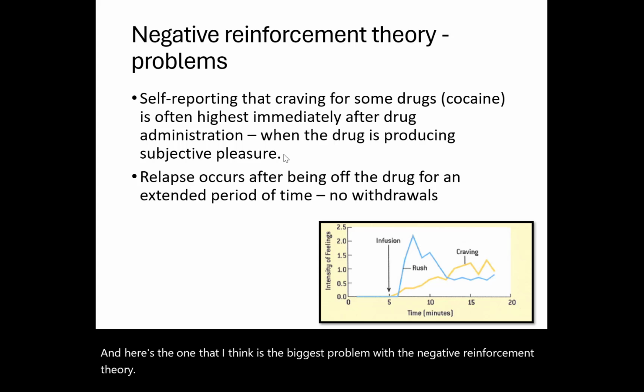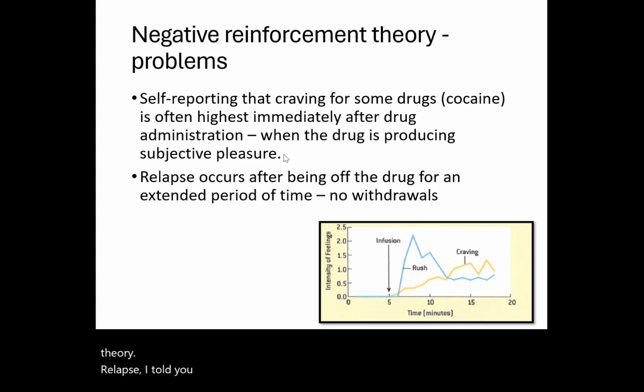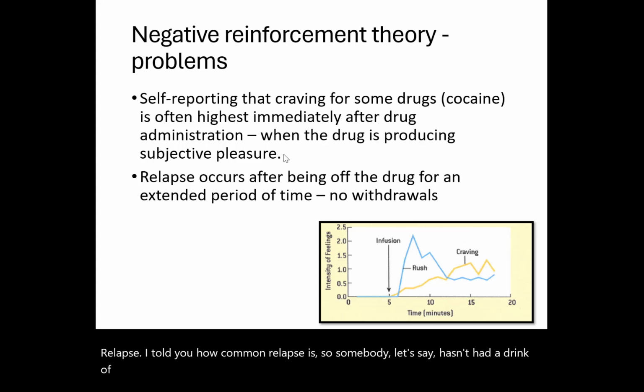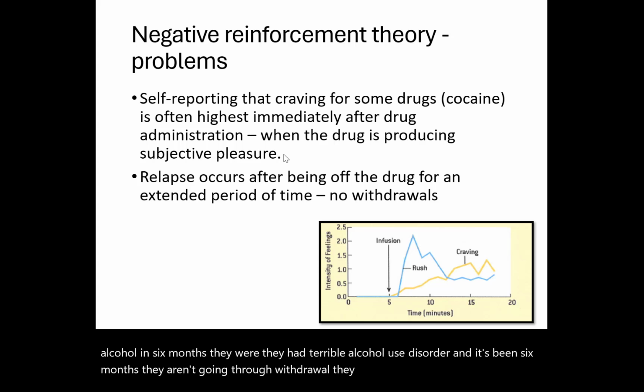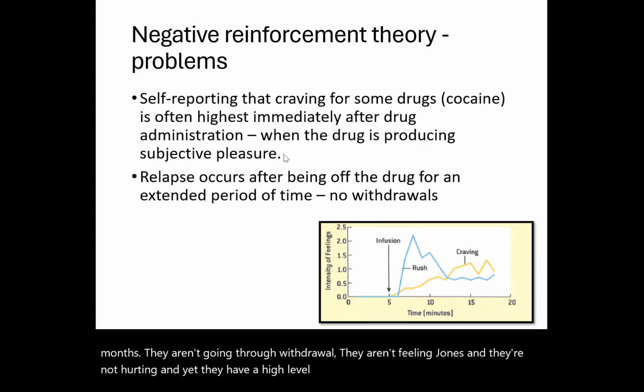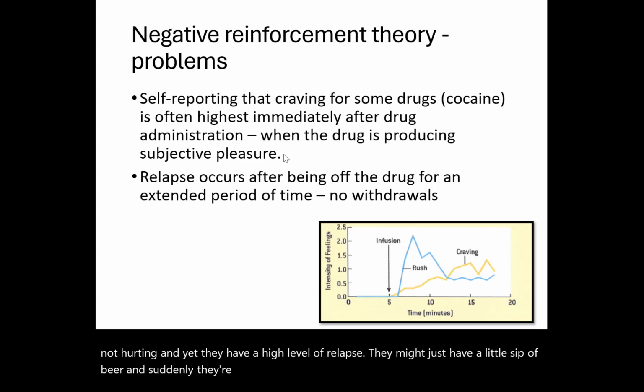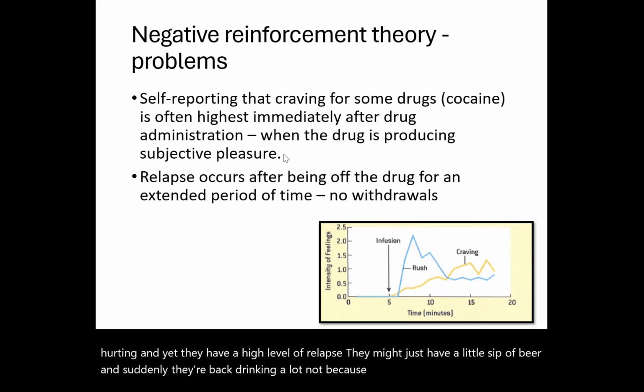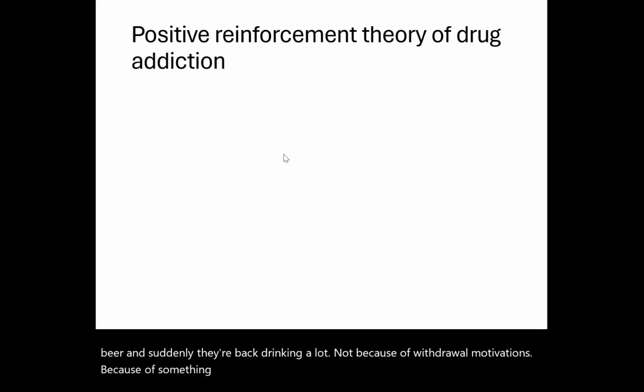Relapse. I told you how common relapse is. So somebody, let's say, hasn't had a drink of alcohol in 6 months. They had terrible alcohol use disorder, and it's been 6 months. They aren't going through withdrawal. They aren't feeling Jones, and they're not hurting, and yet they have a high level of relapse. They might just have a little sip of beer, and suddenly they're back drinking a lot. Not because of withdrawal motivations, because of something else that we're going to get to.